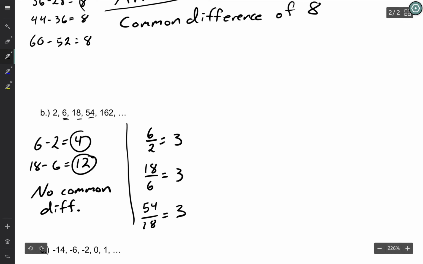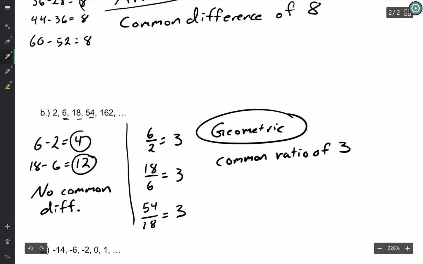Okay, good. So because we have this common ratio, it's a geometric sequence. Okay, it has a common ratio of 3. So it's definitely geometric.